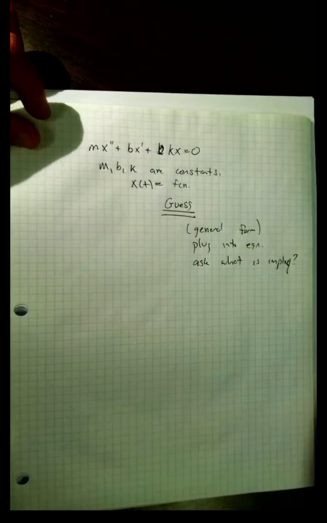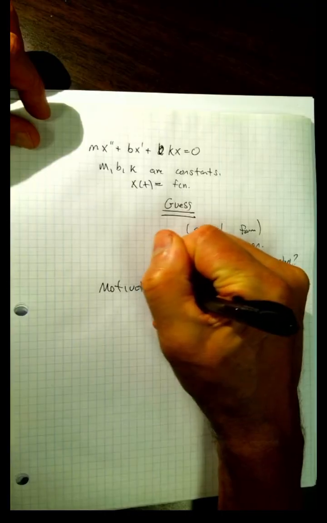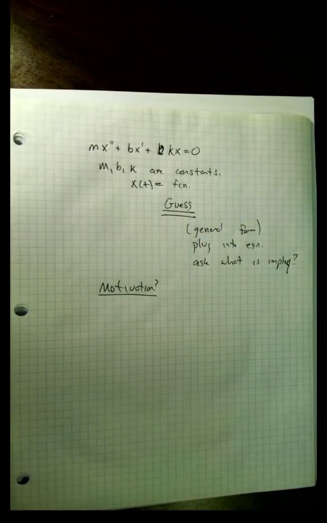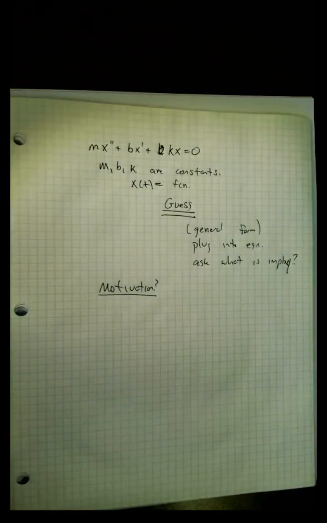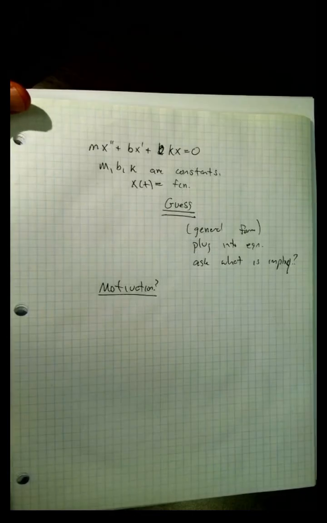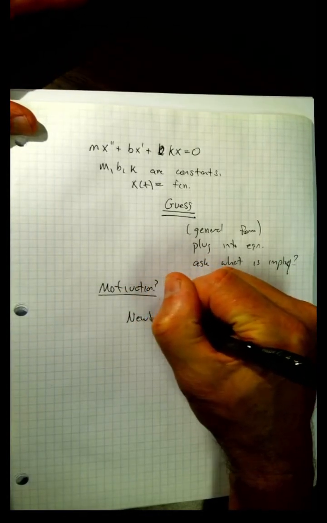Okay. Before we do that, I'm just going to give some motivation here. And this is a really important class of equations, and we're going to see that they're used for circuits, but also for physical systems. And the reason this comes up in physical systems is basically Newton's second law.